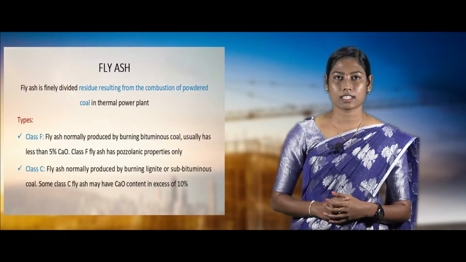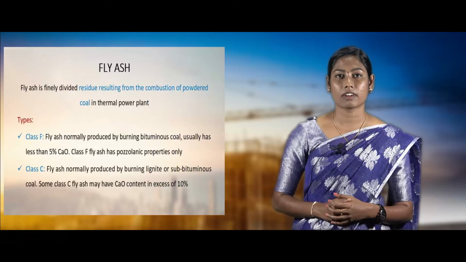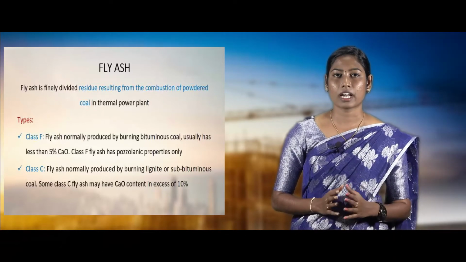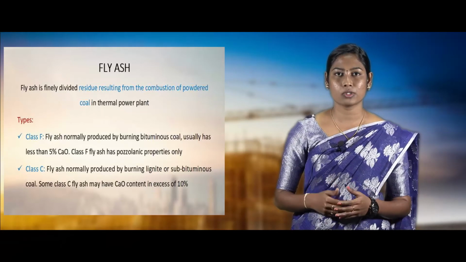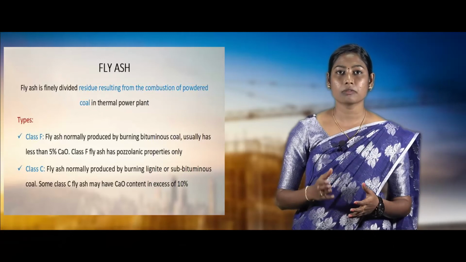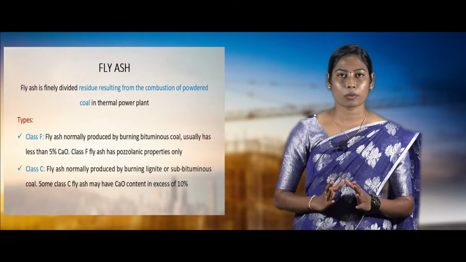As per ASTM, that is the American Society for Testing and Materials, fly ash is classified into two classes. One is Class F and another one is Class C. Class F fly ash is normally produced from burning anthracite or bituminous coal. It has 5% calcium oxide. It has pozzolanic properties only.